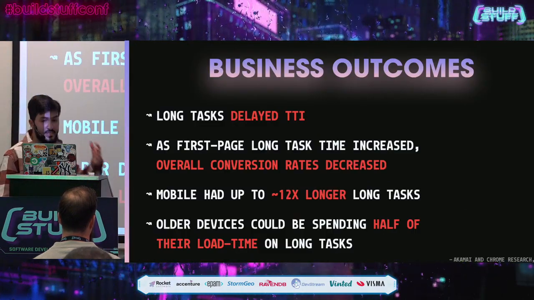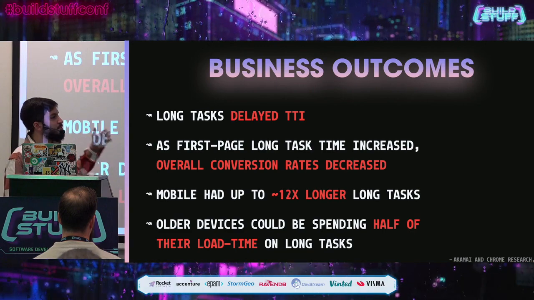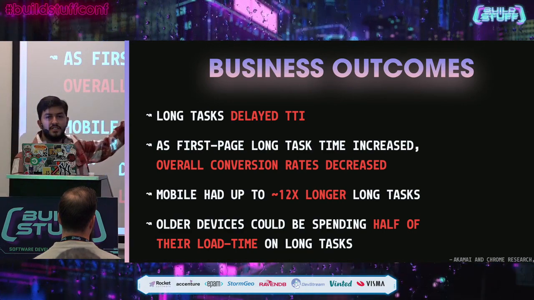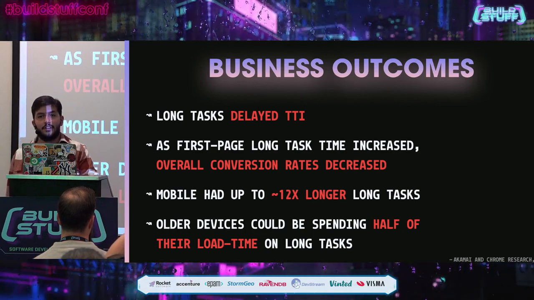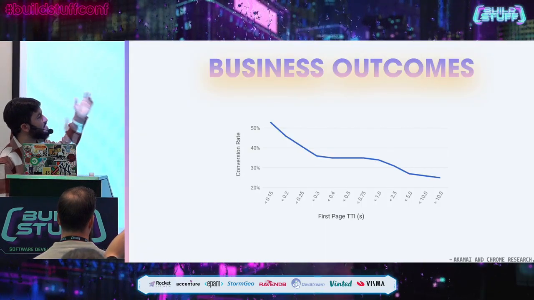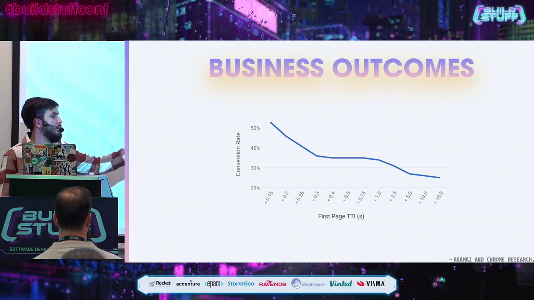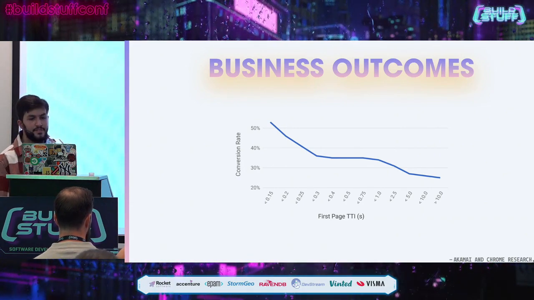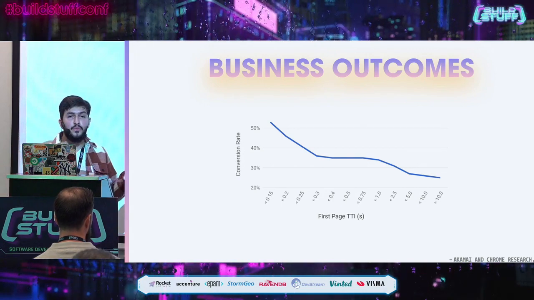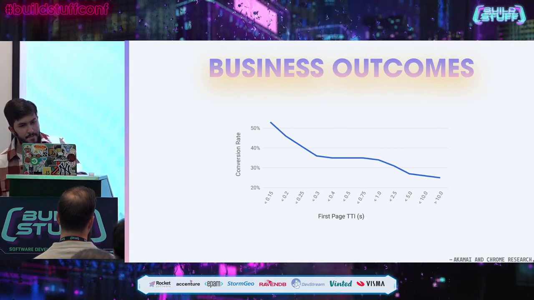This is going to be really bad, because first input delay is just one of them. It delays TTI, and it's really bad for conversion. When you put that on a chart and compare to business metrics, this one compares the conversion rate decrease over the first page TTI. This was conducted with really huge e-commerces.